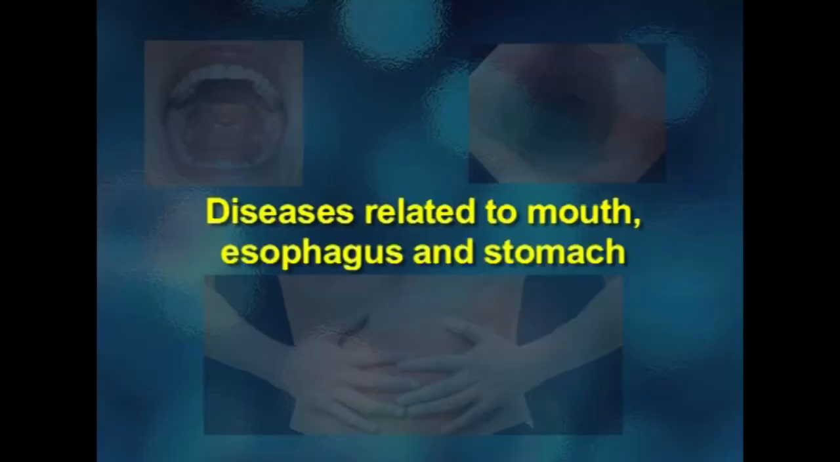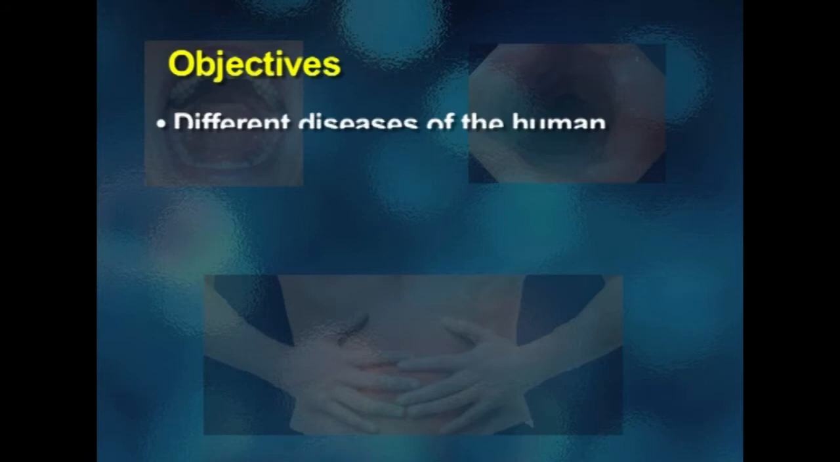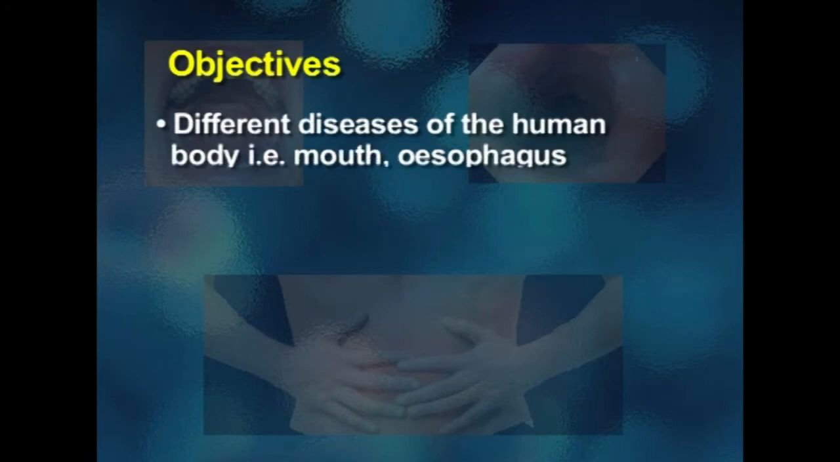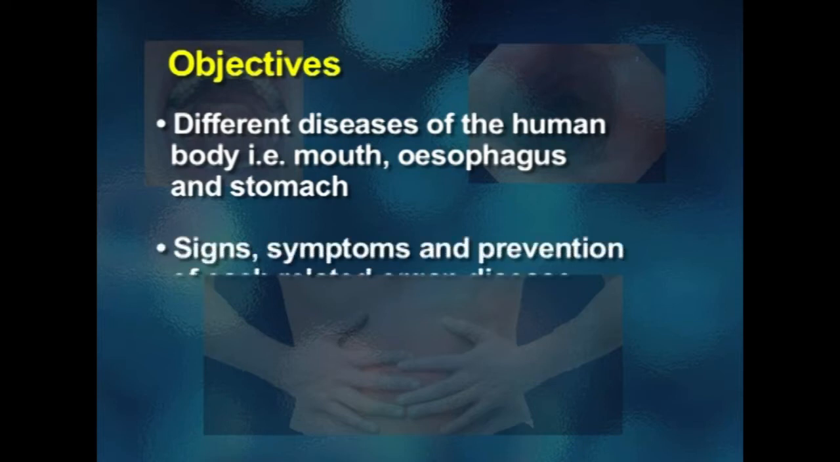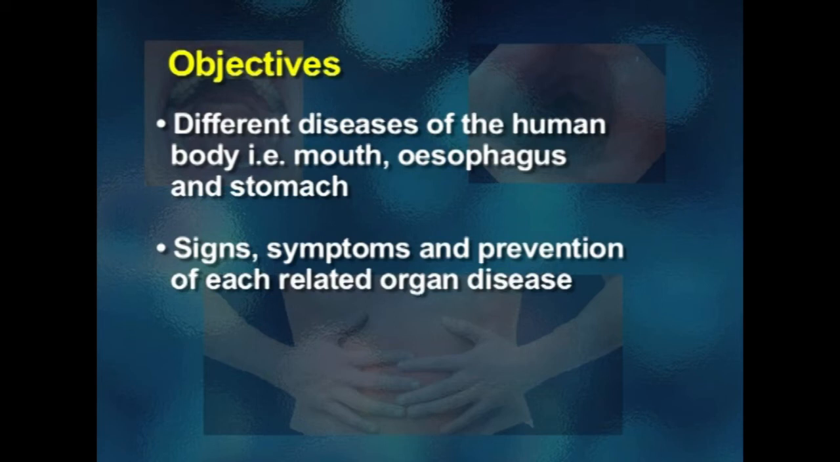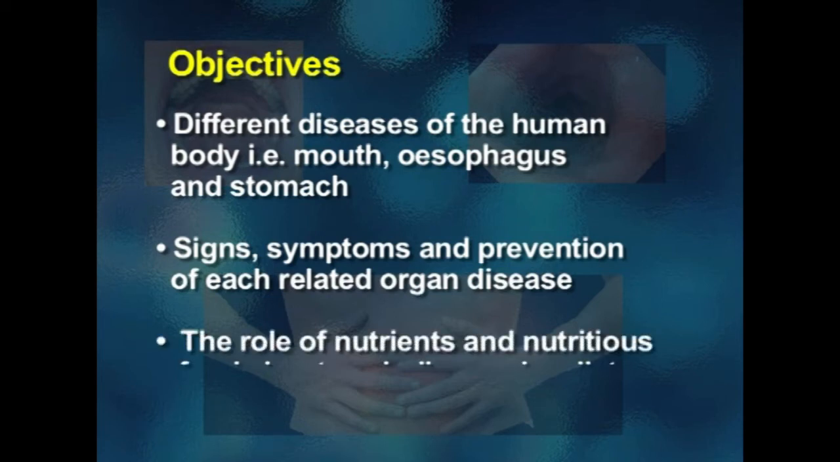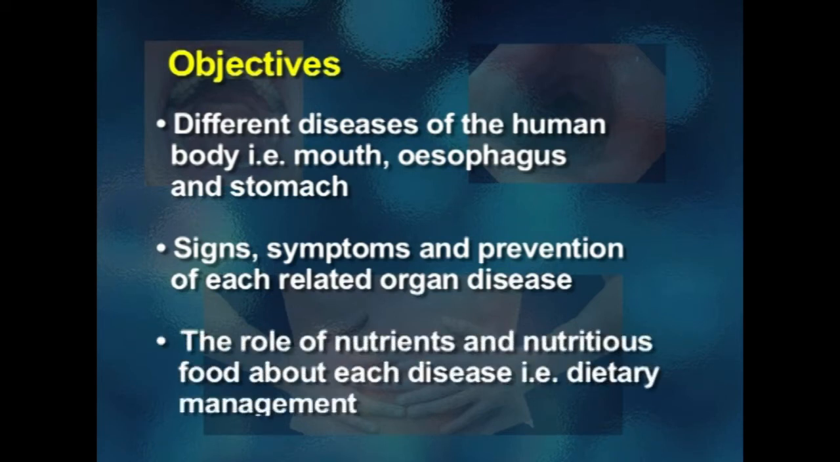My name is Jessie. Today's topic is diseases related to mouth, esophagus and stomach. The objectives are related to different diseases of the human body, that is mouth, esophagus and stomach; signs, symptoms and prevention of each related organ disease; and the role of nutrients and nutritious food about each disease, that is dietary management.